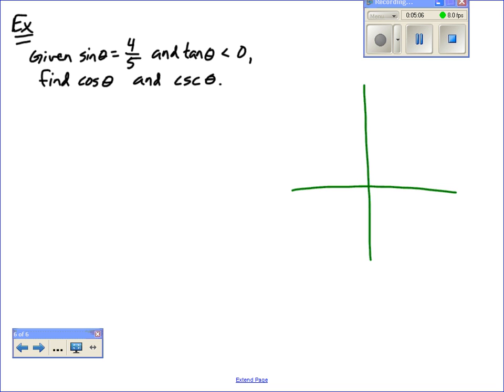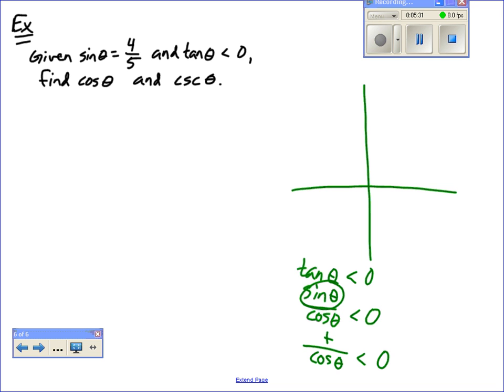But then my tangent is negative. Now remember, tangent is sine over cosine, right? That's the definition here. So if it's negative, and we know the sine is 4/5, that's positive.